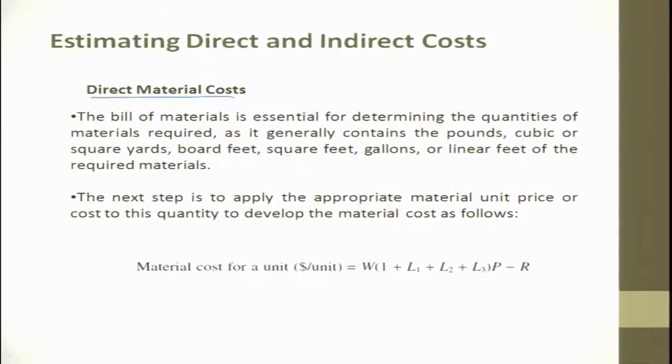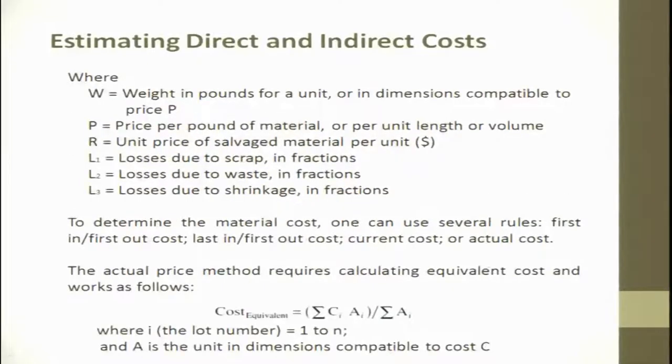The next step is to apply the appropriate material cost per unit. So you have found out that 25 grams have to be used. Now what I am trying to say is, 1 gram costs what? With that, we multiply and get the material cost. So the material cost for a unit is equal to W times (1 plus L1 plus L2 plus L3) times P, minus R.